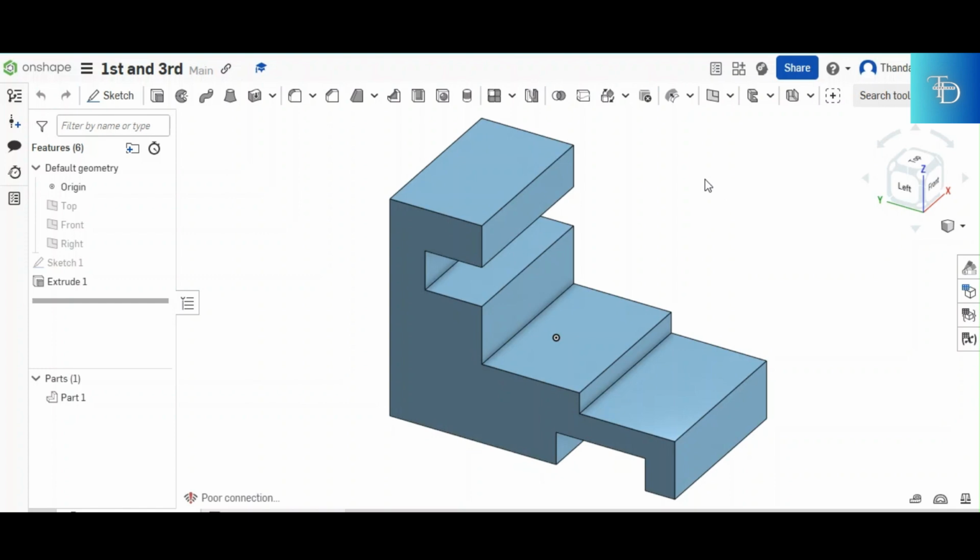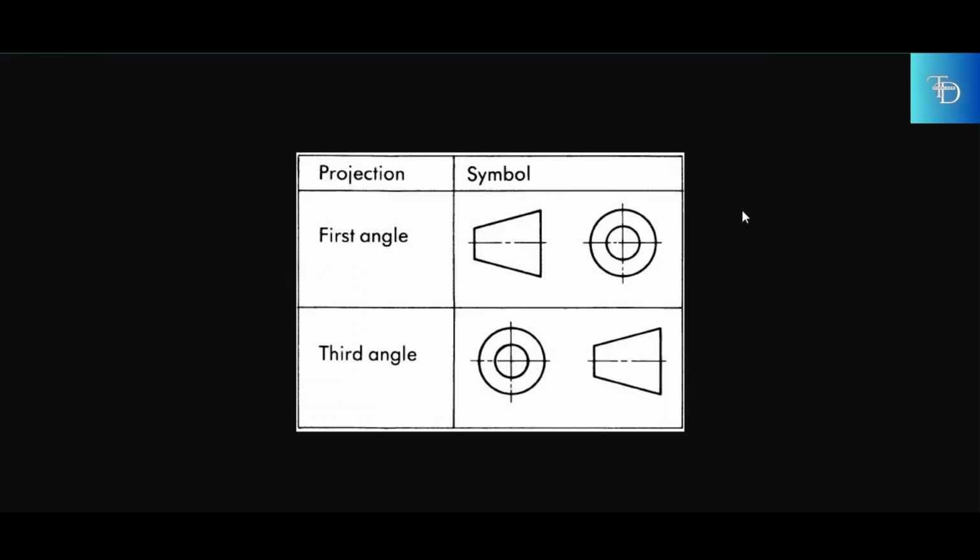Name is TT, and today we're gonna be doing the first angle and the third angle orthographic projection. So let's get right on to it. But firstly, let's start by determining the difference between the first angle and the third angle orthographic projection symbols. Alright, so here it is.